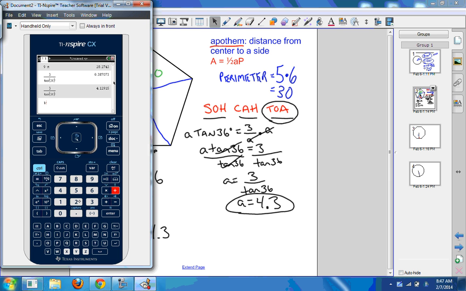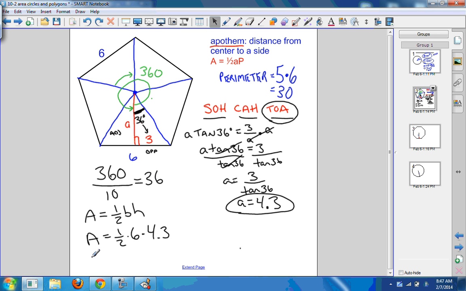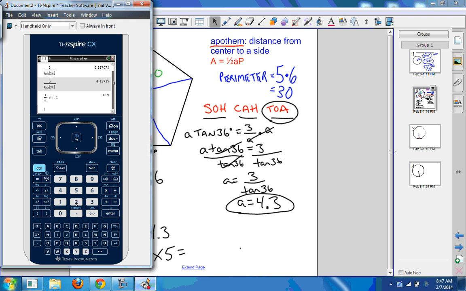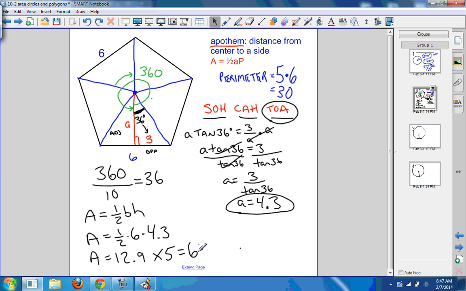So 1/2 times 6 times 4.3 is equal to 12.9. So the area of that triangle is equal to 12.9. Now I have 5 of those size triangles in my pentagon. So if I multiply that by 5, I can get the area of the whole shape. 12.9 times 5. And I get 64.5 for the area of my shape.